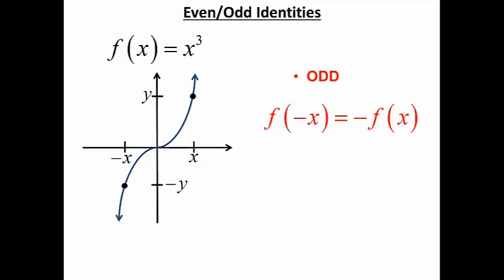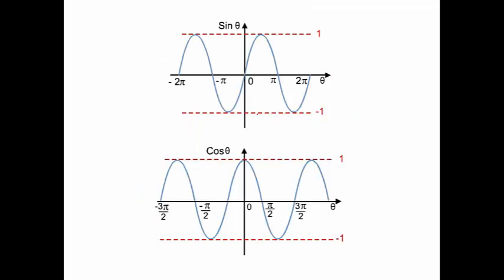This points something out. For even functions, I can completely ignore the negative. For odd functions, I can take that negative and pull it outside the function, and then evaluate the function at the positive x. Now, to know among the trig functions which ones are even and odd, let's just look at the graphs.